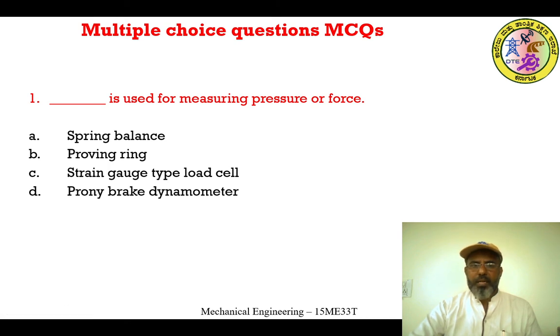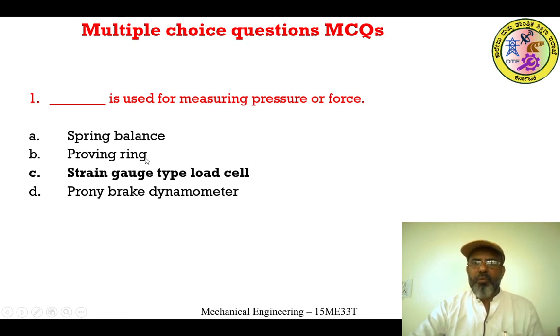Yes, time started. Answer A is spring balance, B proving ring, C strain gauge type load cell, D Prony brake dynamometer. We know that spring balance is used for weighing of the object, proving ring for measuring the heavy forces, either it may be tensile or compressive.